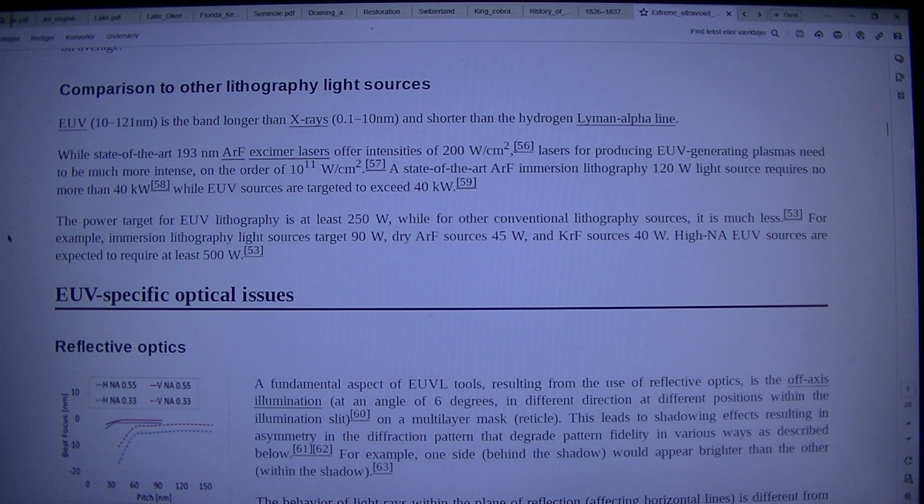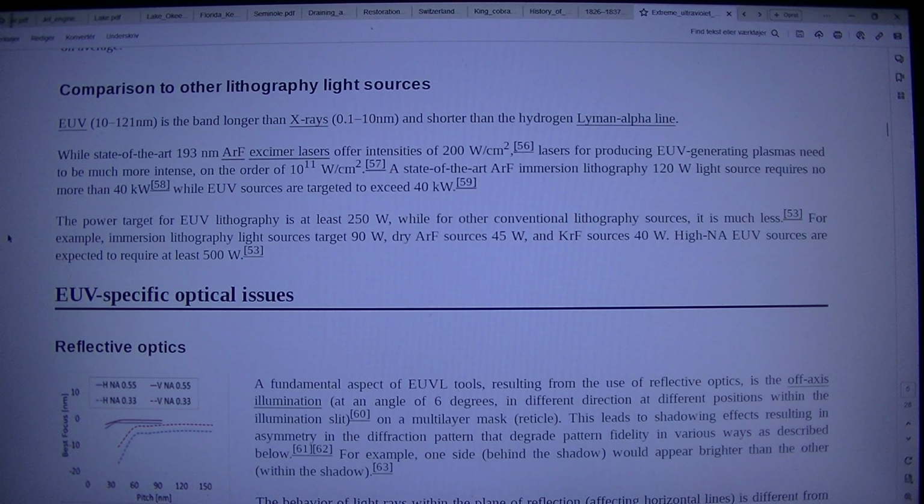While for other conventional lithography sources, it is much less. For example, immersion lithography light sources target 90 W, dry ArF sources 45 W, and KrF sources 40 W. Higher EUV sources are expected to require at least 500 W.